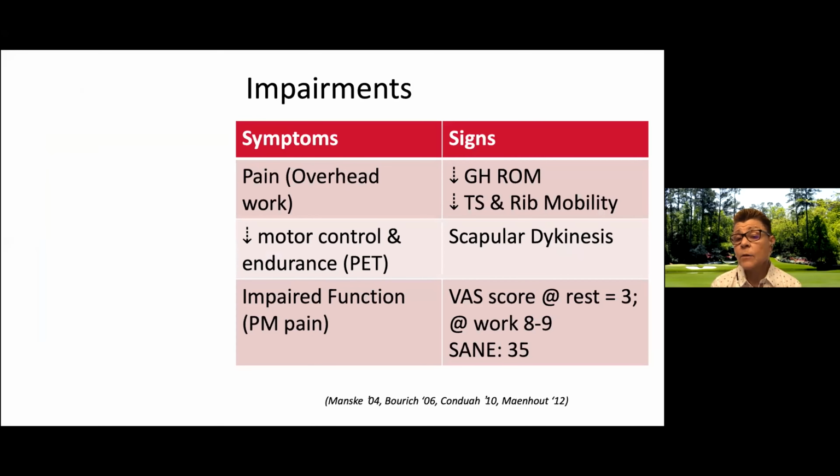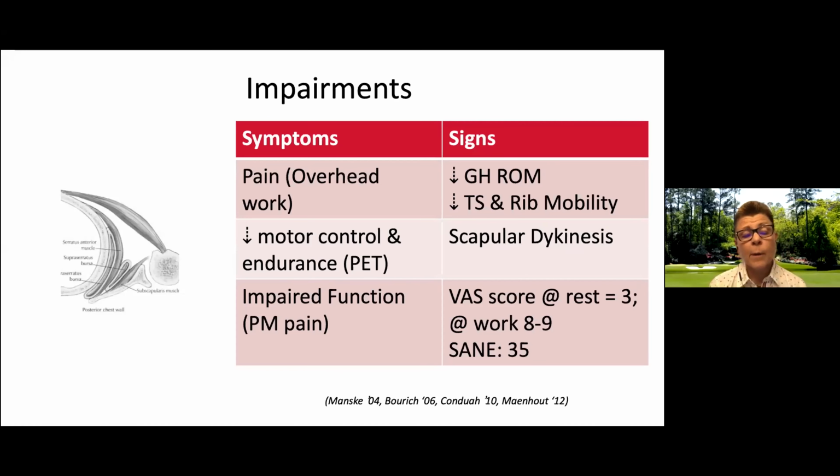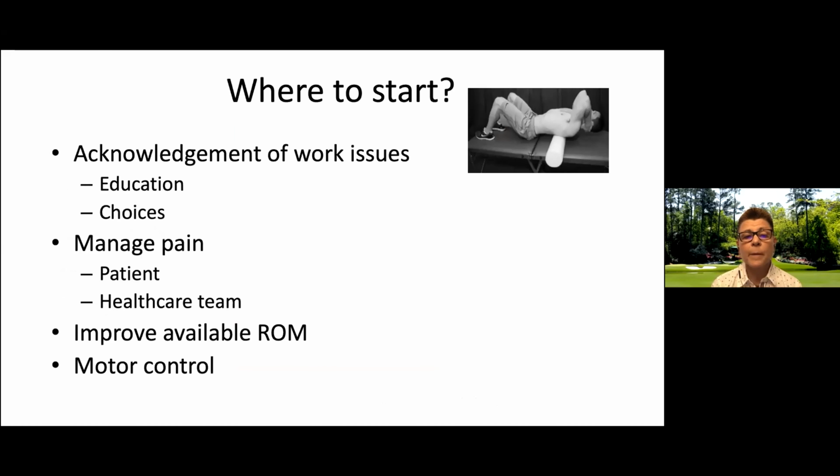His signs were decreased glenohumeral joint range of motion, decreased thoracic spine and rib mobility, poor motor control and endurance, especially of his posterior musculature, scapular dyskinesis, which was aided by a scapular assistance test, impaired function, and increased night pain. A VAS score at rest of 3, but at work 8 to 9. His PEN score was 92 and his SANE score was 35. His pain really was generalized throughout the shoulder, but primarily anterior shoulder pain.